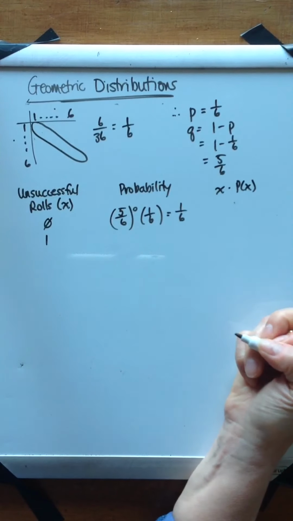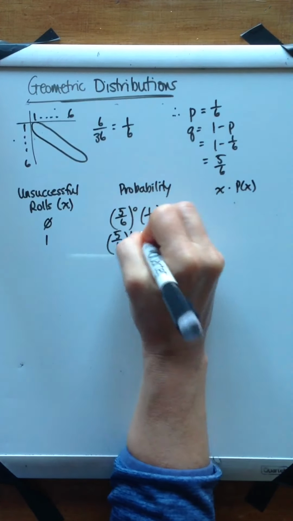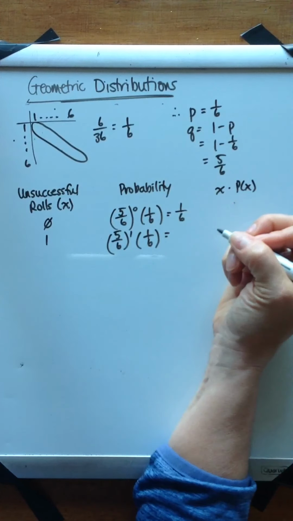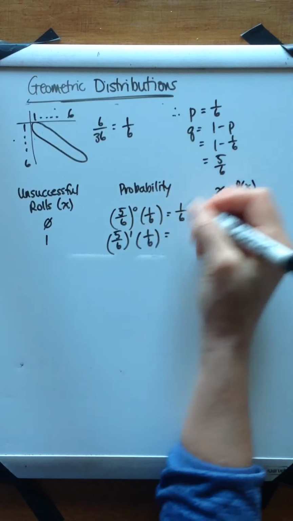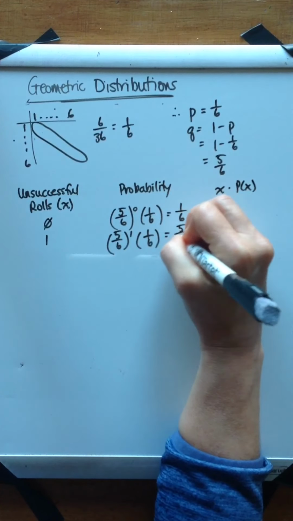What if you had one unsuccessful roll? Well, then you would have 5/6 to the first power times your successful attempt. You would get it on the second try, if you will. This would come out to be 5/6 times 1/6, which is 5 out of 36.